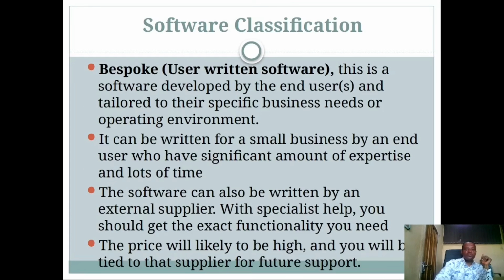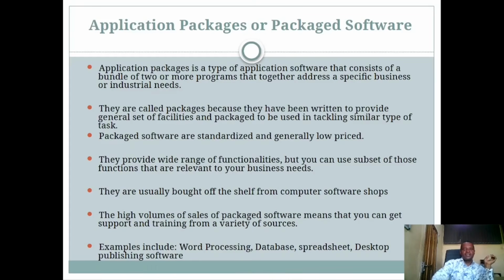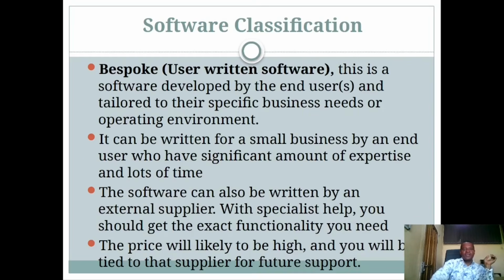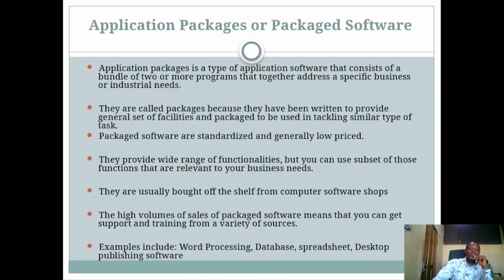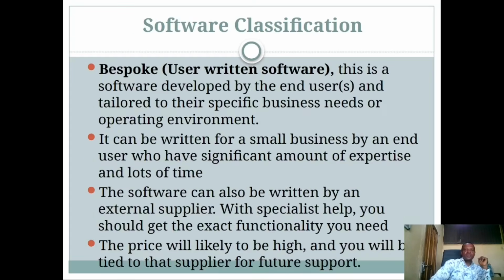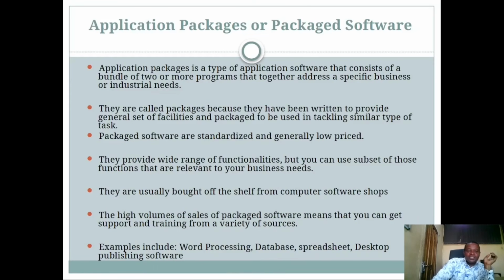Now let's go to software classification. There are basically two classifications of softwares. Software are classified under bespoke or user written software, or you can also look at application packages or packaged software. So under software classification, we have bespoke software, otherwise called user written software, and we also have application packages or packaged software.